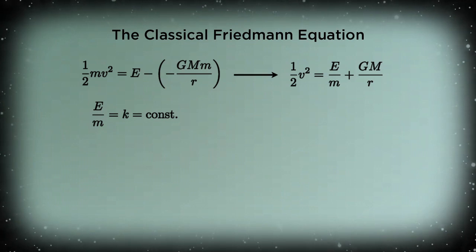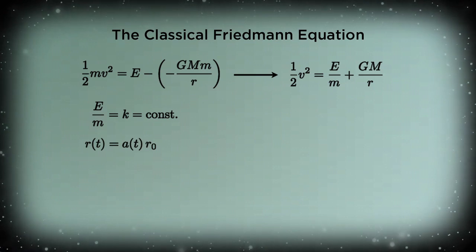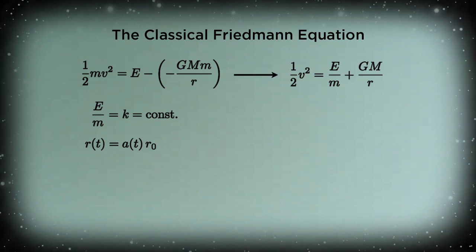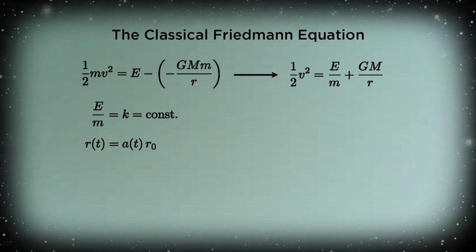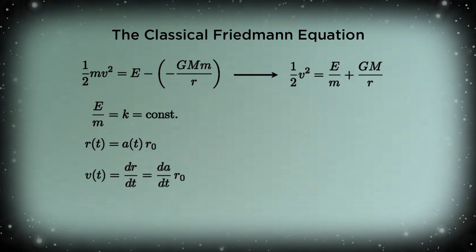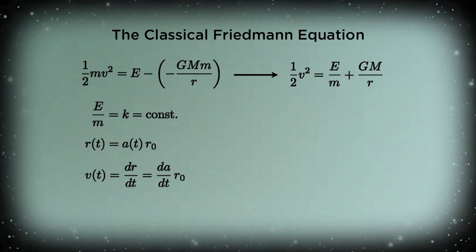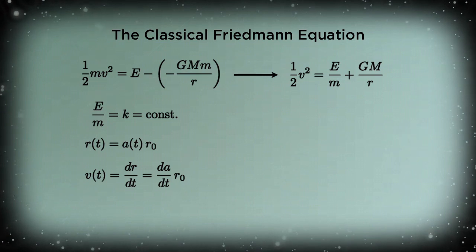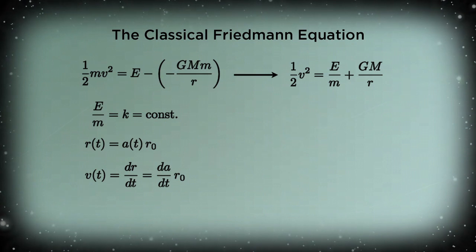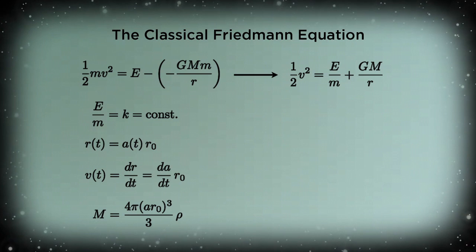Now, let's bring in the scale factor. Instead of r of t, we'll write a of t times r0, where r0 is an arbitrarily chosen distance scale, say 100 megaparsecs, the distance from the Milky Way to the Coma cluster. With that, the velocity, dr/dt, becomes da/dt times r0. And finally, instead of the enclosed mass, we'll write the equation in terms of the density of the universe, rho of t. We'll replace m sub r by 4 pi over 3 r cubed times rho.